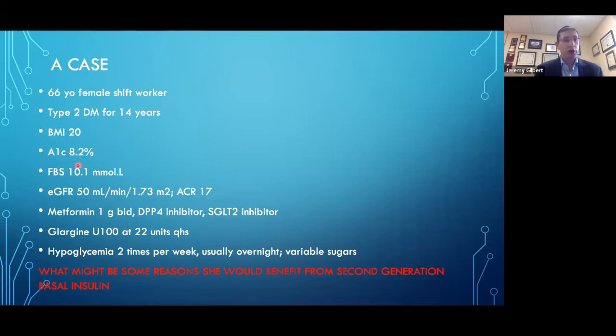Her A1C is above target, and that needs to be addressed. Her fasting sugars are at 10, which suggests that she needs more insulin, but on the other hand, she's having hypoglycemia. So we have to find a strategy to improve her glycemic control, but not at the cost of too much hypoglycemia. I would also note that people who have impaired renal function are at higher risk for hypoglycemia. And so she may certainly benefit from a second generation basal insulin to help address glycemic variability, reduce hypoglycemia, and perhaps overall improve her quality of life and distress associated with her diabetes.